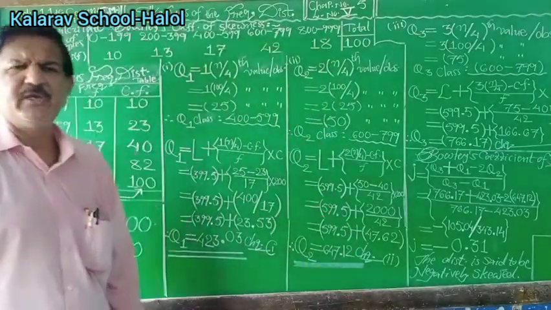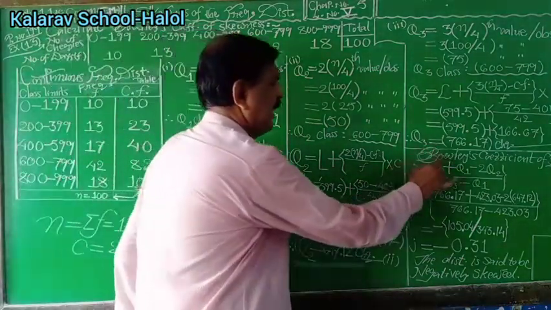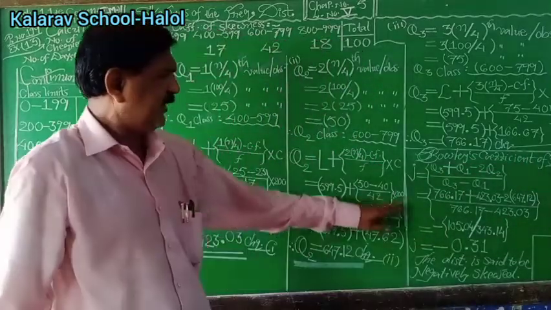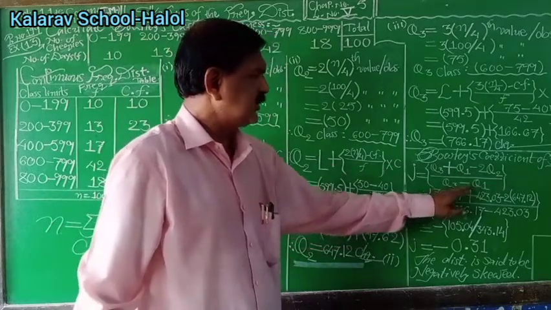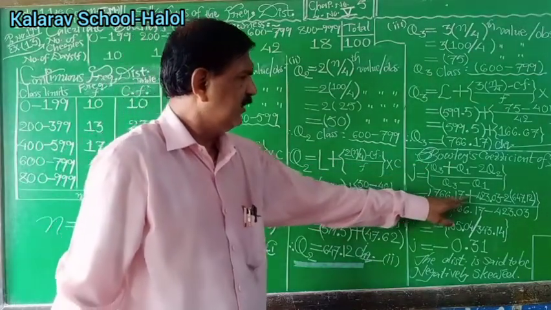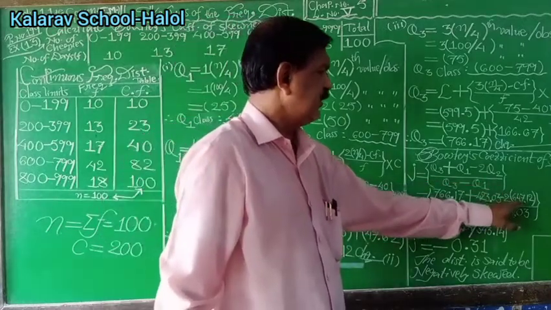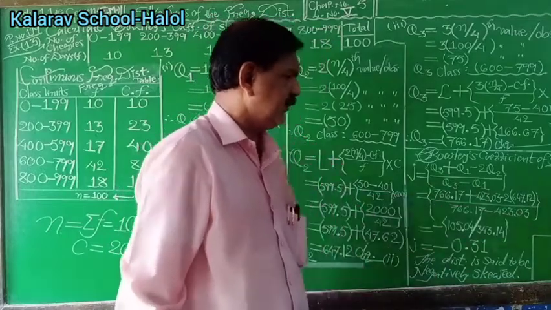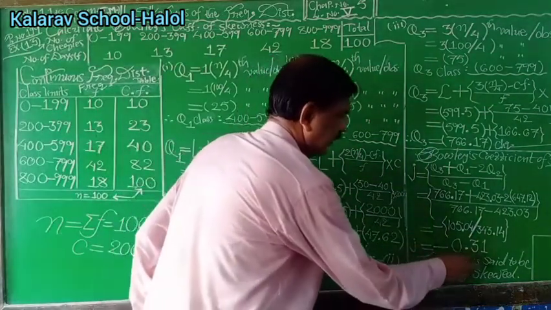We have calculated Q1, Q2 and Q3. So easily we can find Bowley's coefficient or quartile coefficient of skewness. J is given by (Q3 plus Q1 minus 2 times Q2) upon (Q3 minus Q1). Substitute the values: Q3 766.17, Q1 423.03, minus 2 times Q2 647.12, upon 766.17 minus 423.03. The simplification will give you the answer minus 0.31.